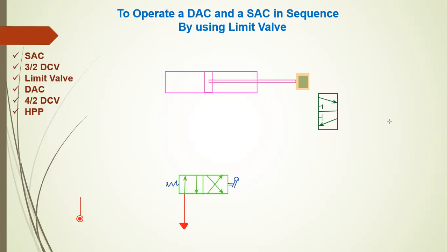Yeah, a 3x2 direction control valve, and give one limiting valve attached to the 3x2 direction control valve. Here we give one limiting valve to the 3x2 direction control valve. Then after that we require one SAC, single acting cylinder.